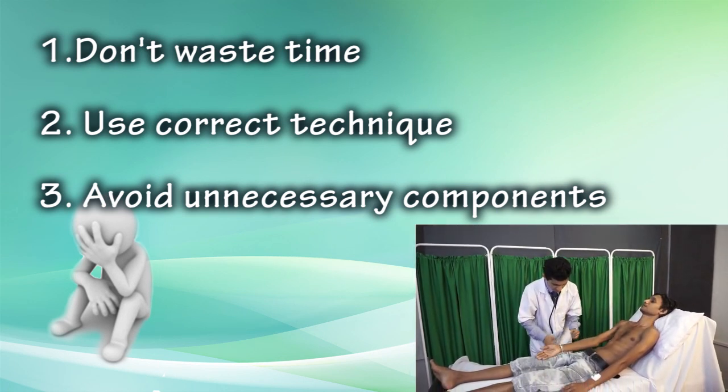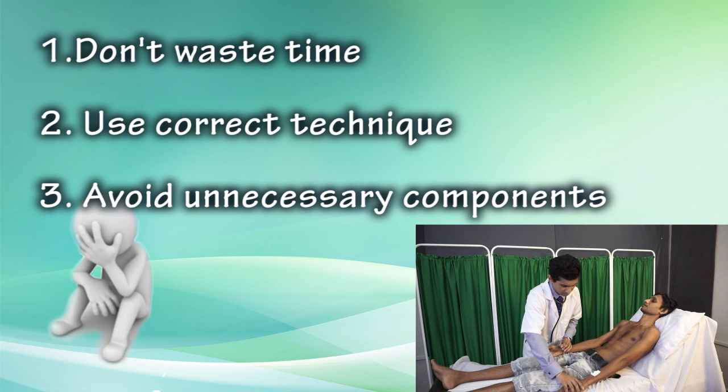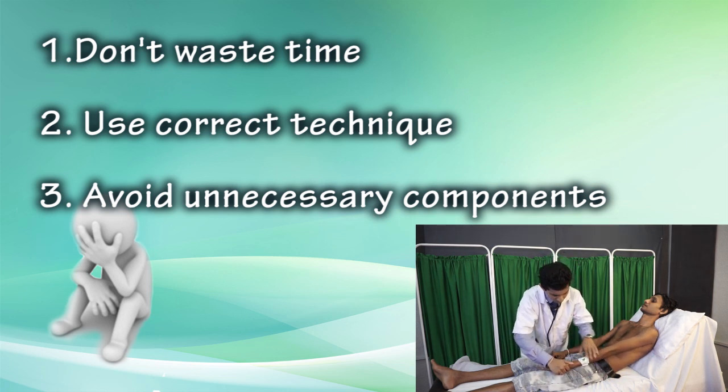Here, the candidate starts examining the pulses from the right radial pulse. He used the correct technique, but he goes on counting pulses nearly for a minute or so. This is unnecessary, and you have to remember the total time available for the cardiovascular system examination is about 3 to 4 minutes. You have to finish pulse examination maximally within 1 minute.